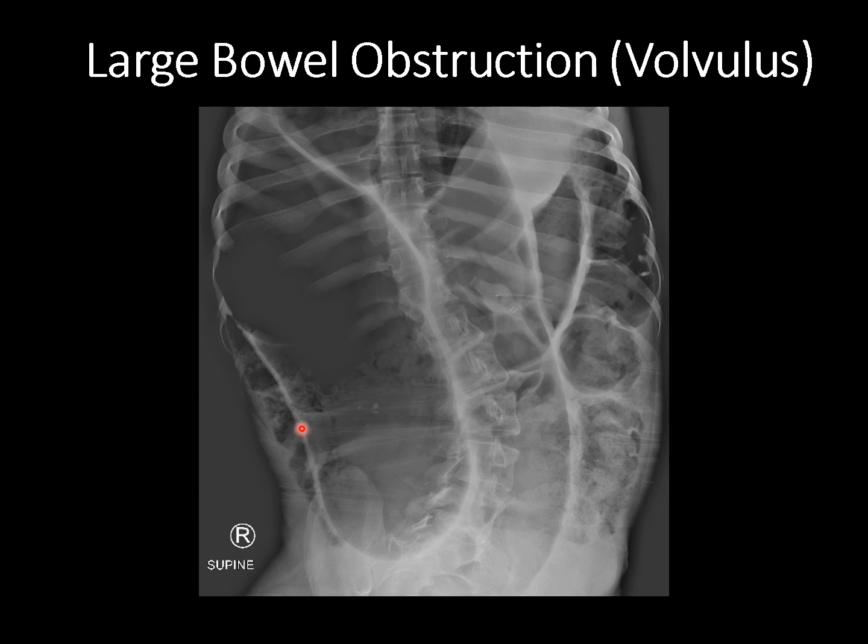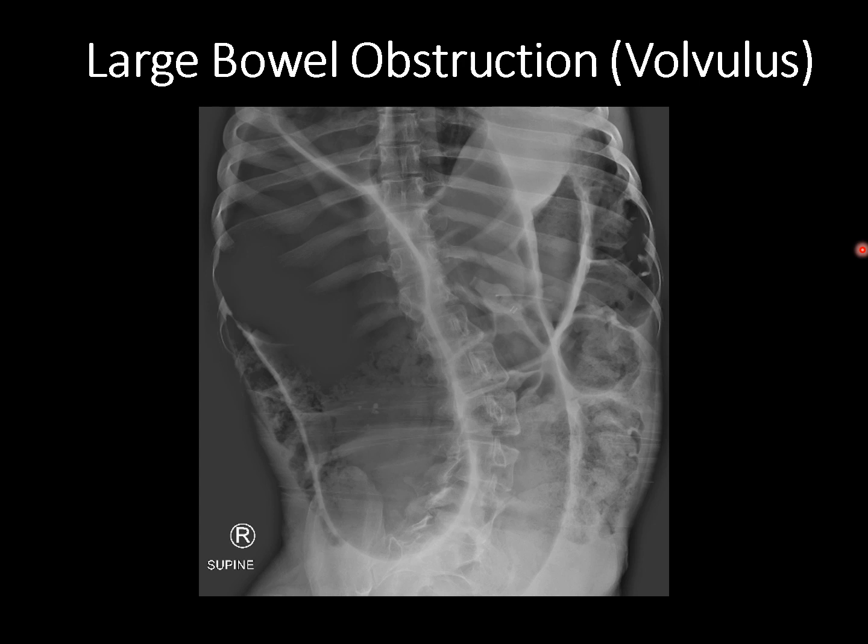And also you classically see this loop of dilated bowel, which will project into one side of the abdomen, in this case the right side, and then loop back on itself toward the pelvis. And that makes up what's called the coffee bean sign. So this whole thing looks like a big coffee bean sitting in the abdomen, and that's really characteristic of volvulus.